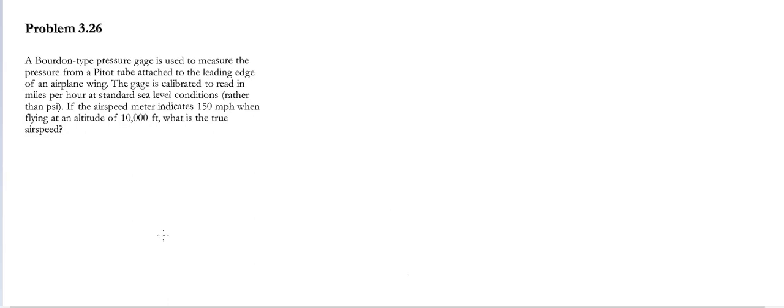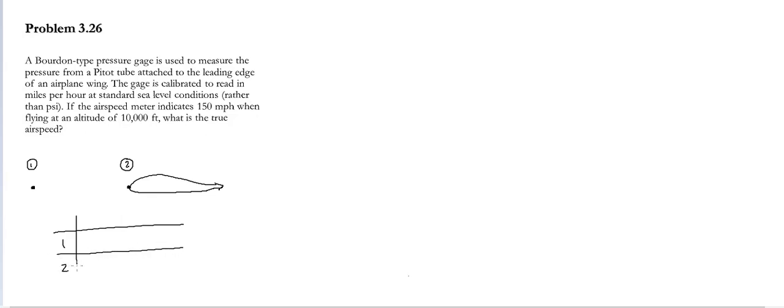Okay, so in this problem, we basically have a wing. The pitot tube is attached at the leading edge, and we have information at a point far away. So we're going to label them as 1 and 2. We're going to make a small table for point 1 and point 2, and write what information we have: pressure, velocity, and elevation.